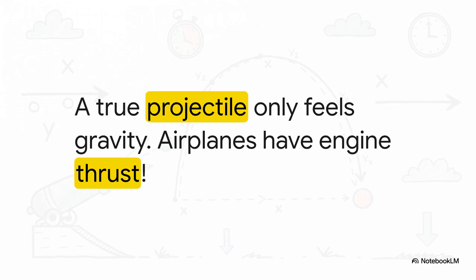And here is the ultimate punchline. A true projectile, by the strict physics definition, only has the force of gravity acting on it once it is up in the air. That is exactly why our x column always had constant horizontal velocity, because literally nothing was pushing it horizontally anymore. An airplane, on the other hand, has roaring engines providing constant thrust, just constantly pushing it forward. So if an engine is pushing it, it's powered flight, not a projectile.